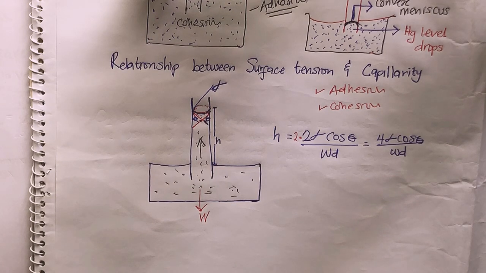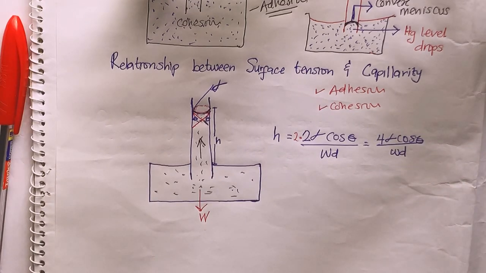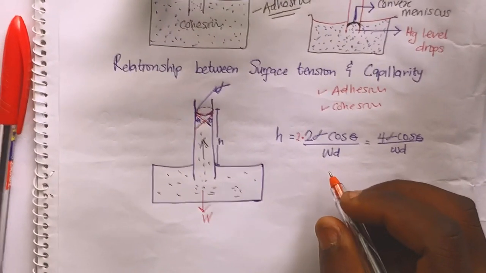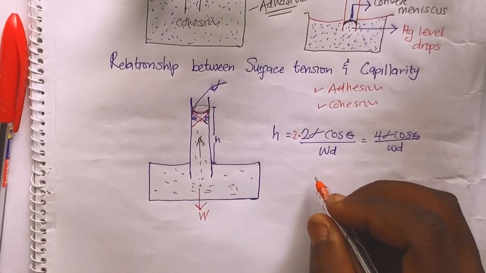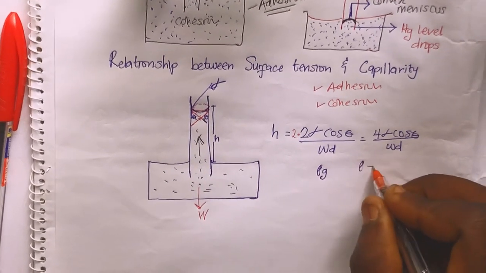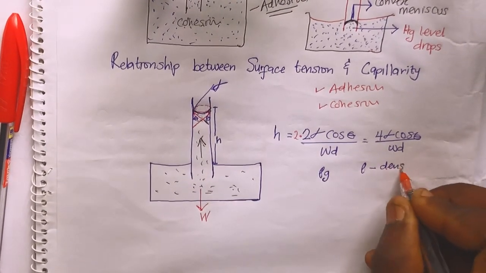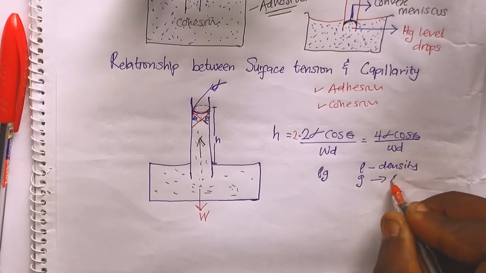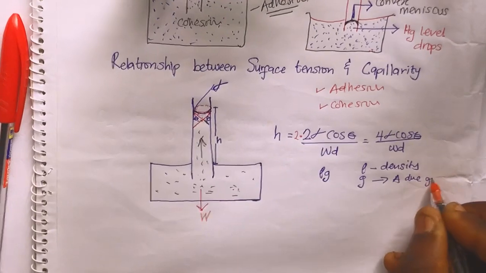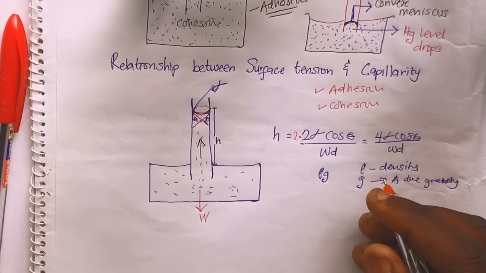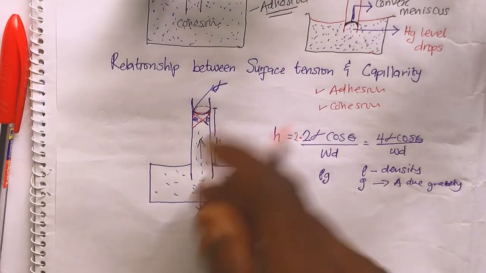Now let's go ahead and finish this formula. You can recall your weight density WD, which is known as the specific weight. You can express it as EG, where E represents the density, which is mass over volume, and G represents the acceleration due to gravity. You might wonder how acceleration came into it.